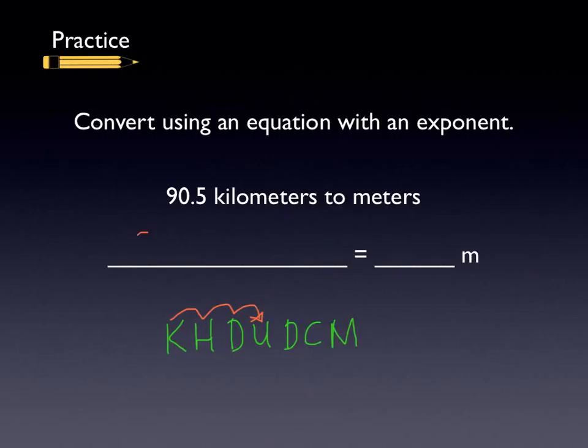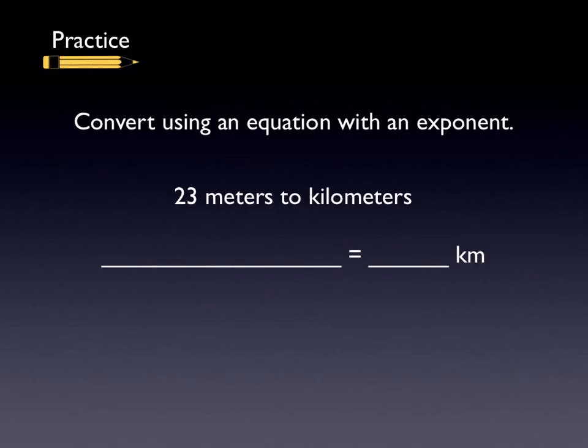So we have 90 5/10 kilometers. We're going to multiply that by 10 to the third power to find out how many meters we have. It's going to be 90,500 meters as opposed to 90 5/10 kilometers. And for the next 3 slides, I'd like you to work these in your composition book and be prepared to talk about the correct answer with me tomorrow when you come to the teacher table.